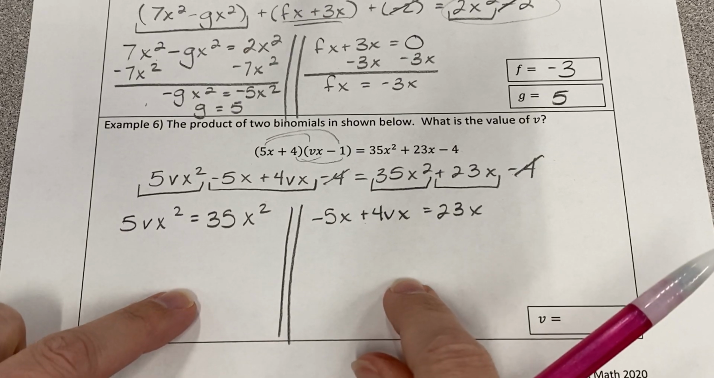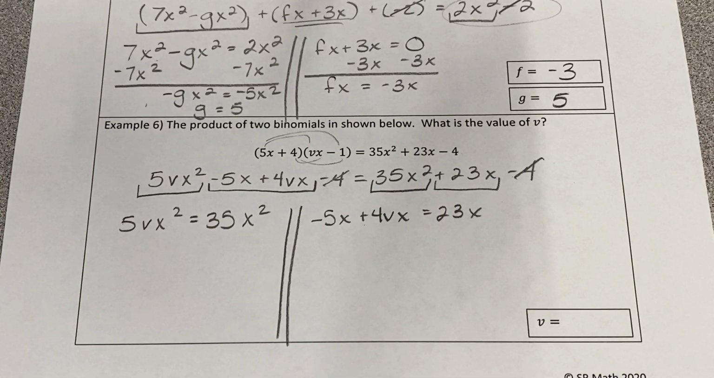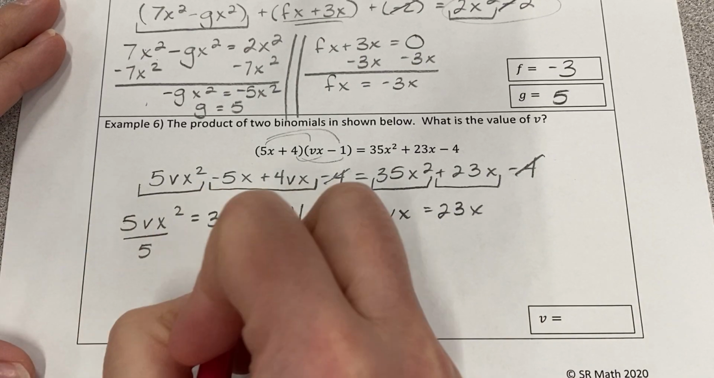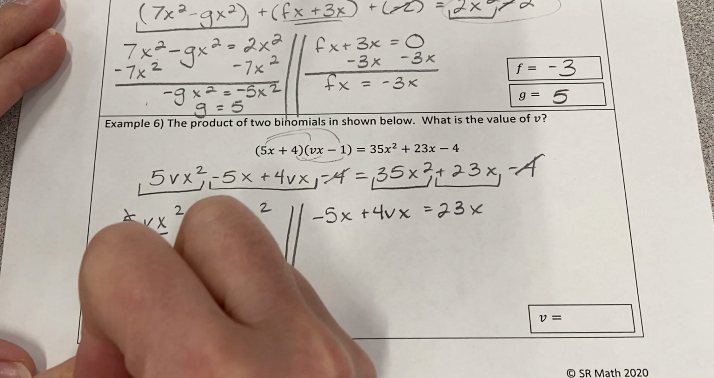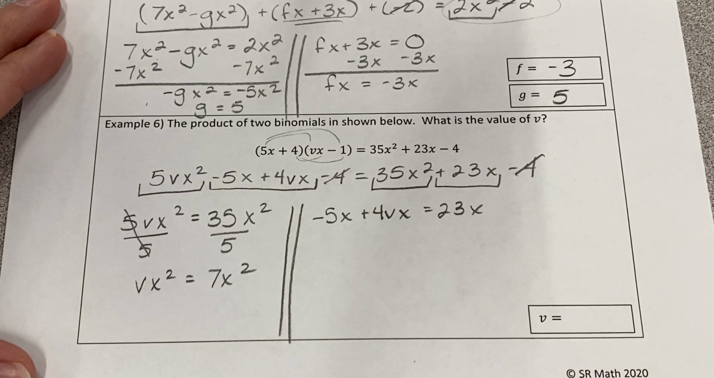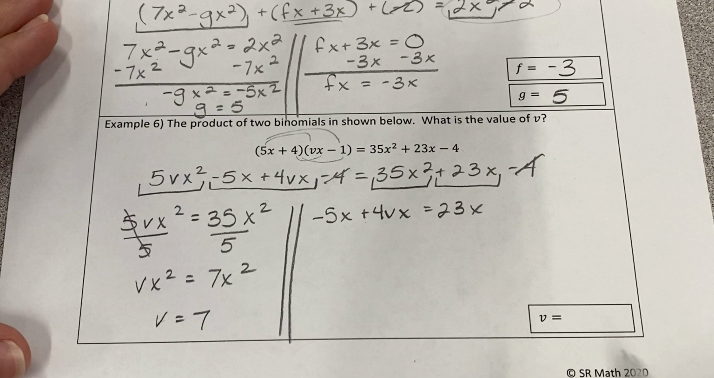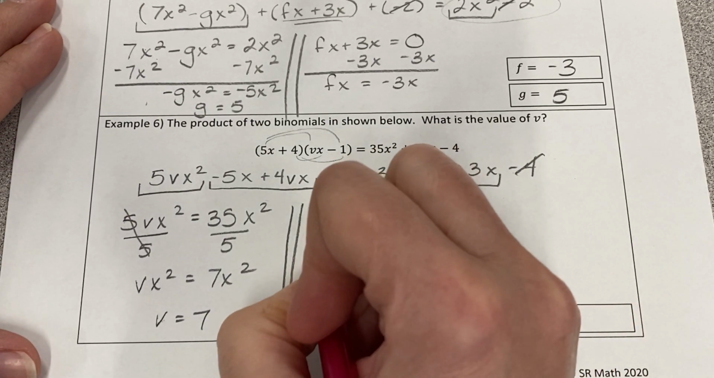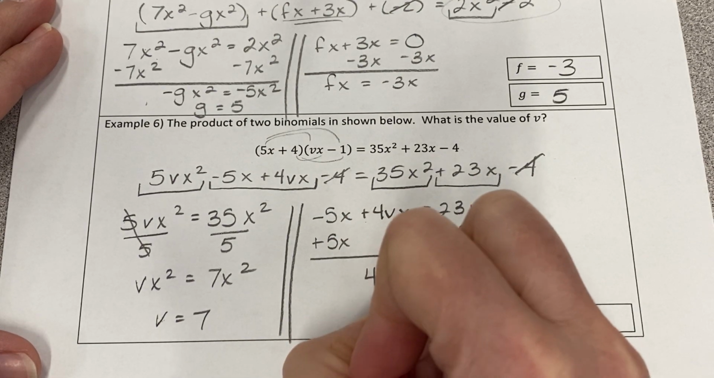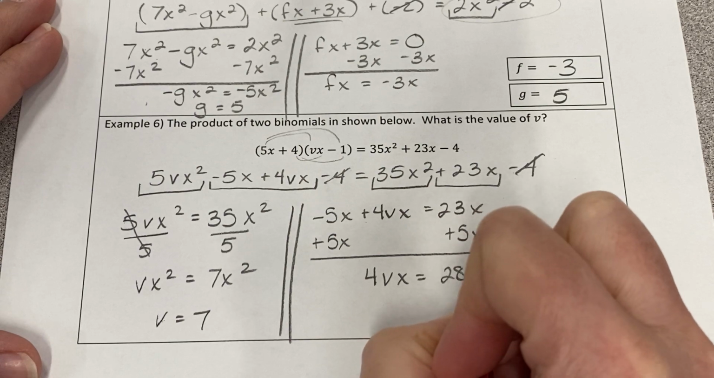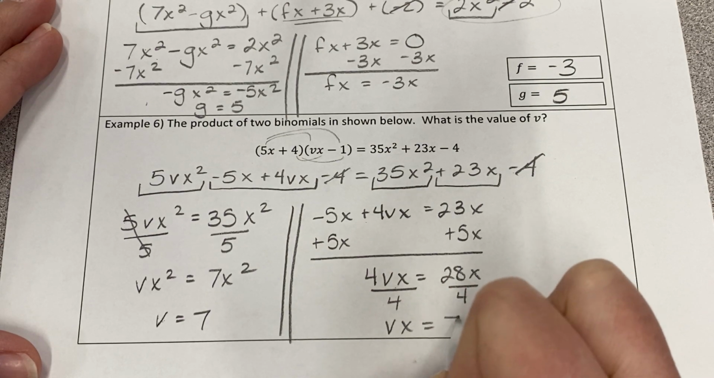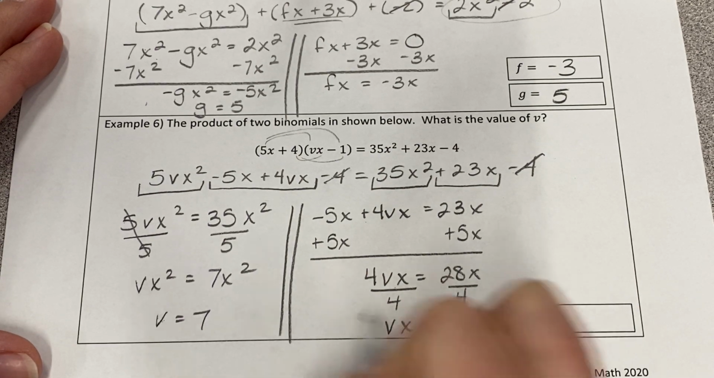So again, I don't have to do both, but by doing both and getting the same answer for both of them, I would feel pretty confident that I'm correct. So over here, if I divide both sides by 5, we get vx squared is equal to 7x squared. So v must be equal to 7. Let's just double check over here. Add 5x to each side. 4vx is equal to 28x. Divide both sides by 4. vx is equal to 7x. Again, v must be equal to 7.